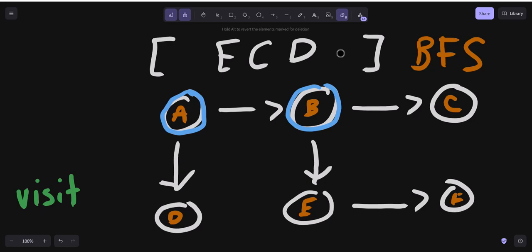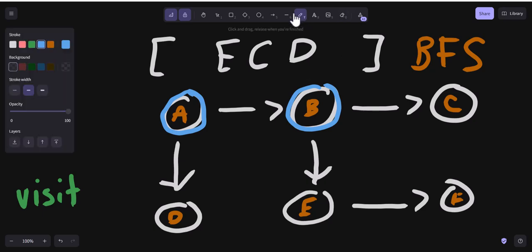All right. So now where do we go? Well, the top of the line right now is D, because that's the next person in line. So we're going to go to D. D doesn't have any neighbors, so there's nothing more to do with that. You can go from A to D, but you can't go from D to anywhere else because there's no arrow pointing from there.